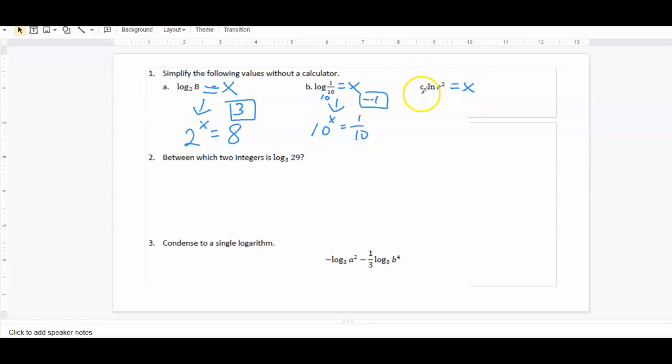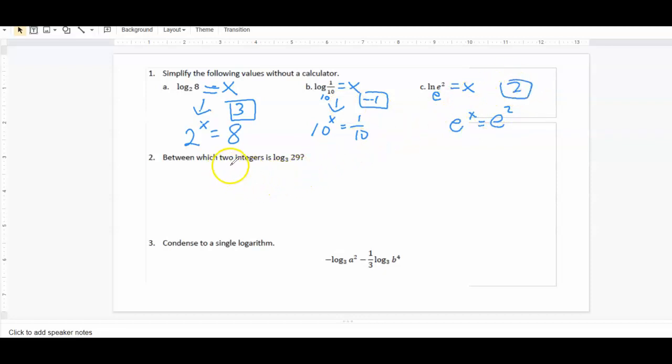Okay, all right, set equal to x. Now, in this case, we have ln. Remember, ln is the natural log. That's how you read it. What's the hidden base here of the natural log? It's going to be e. So don't get confused. Log without any base is called a common log with base 10. ln is called a natural log, and the base is going to be e. So convert to exponential form. e to the x power is equal to e to the second power. Well, that means x must be equal to 2.